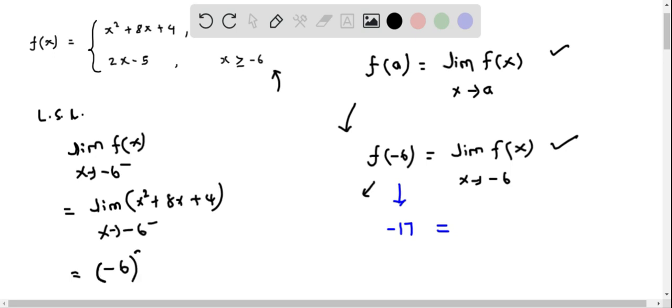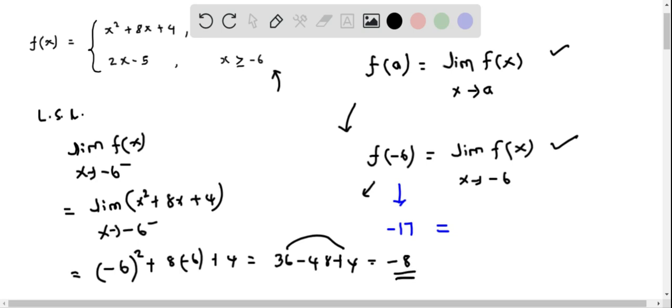When we do the direct substitution, we will get to know what exactly it approaches. So this is negative 6 squared plus 8 times negative 6 plus 4. And this equals negative 6 quantity squared is 36, 8 times negative 6 is negative 48, plus 4. So you get 36 plus 4 is 40, 40 minus 48 is negative 8. So the left side limit is negative 8.